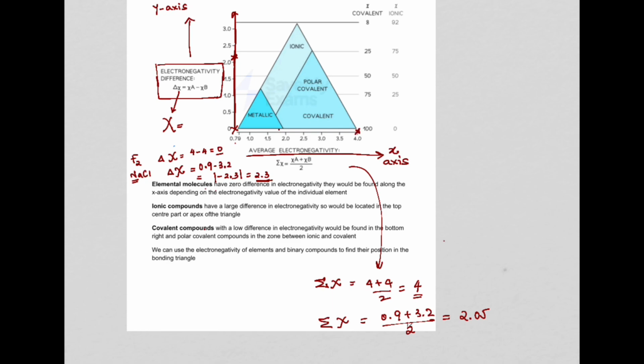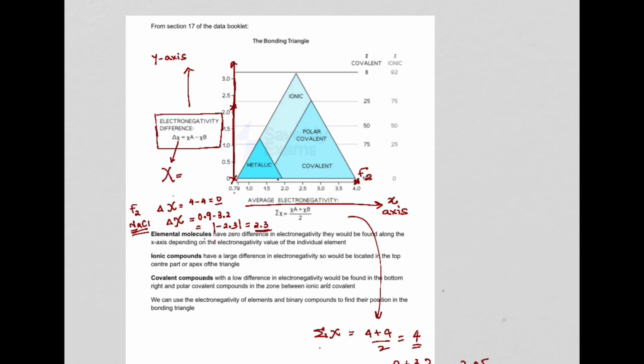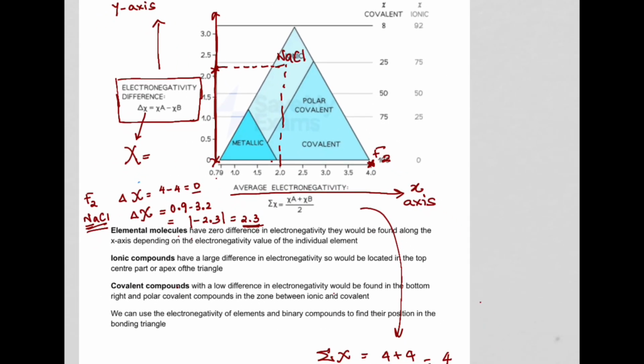So it's here. On the x-axis, it's 4, and on the y-axis, it's 0. So F2 can be positioned here. And if you look at NaCl, on the y-axis, NaCl is 2.3, and on the x-axis it's around 2. So NaCl is positioned here. Using the x-axis and the y-axis like this, you can position different substances, and from this we find that NaCl is in the ionic region and F2 is in the covalent region.